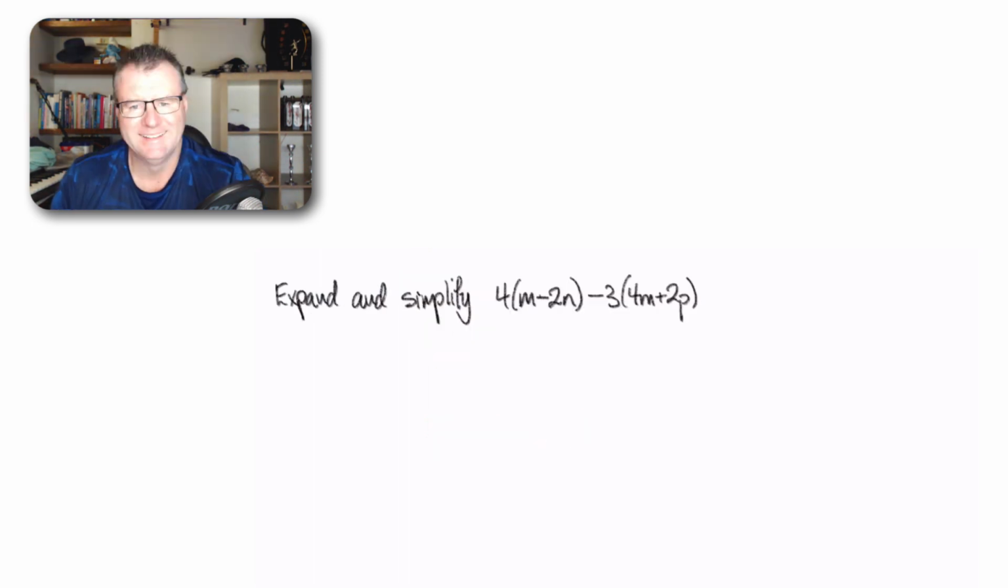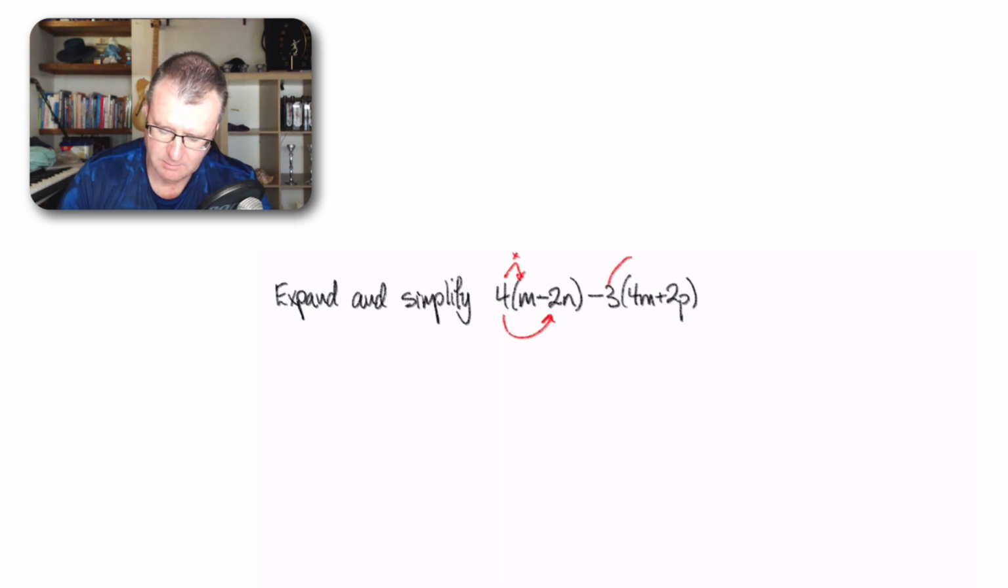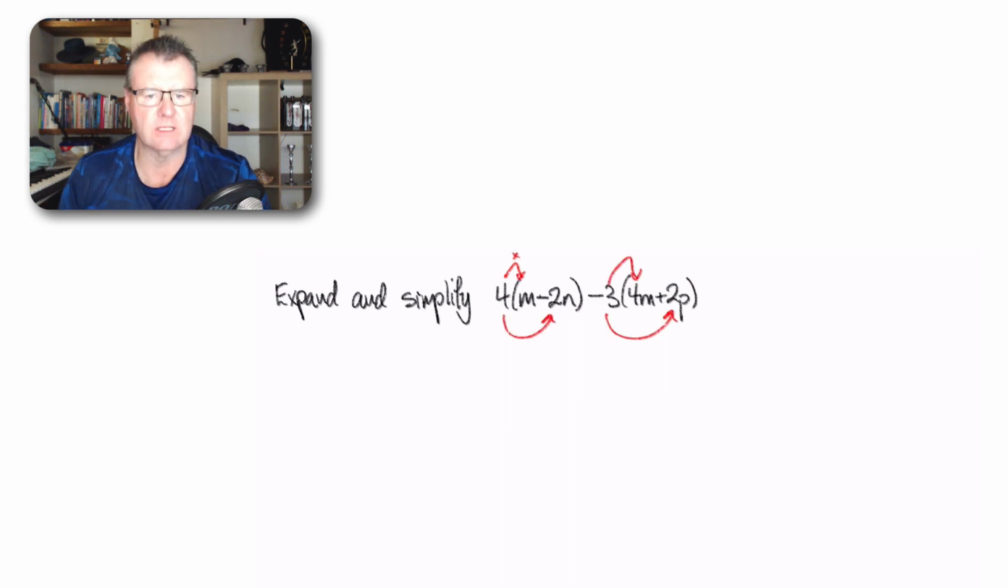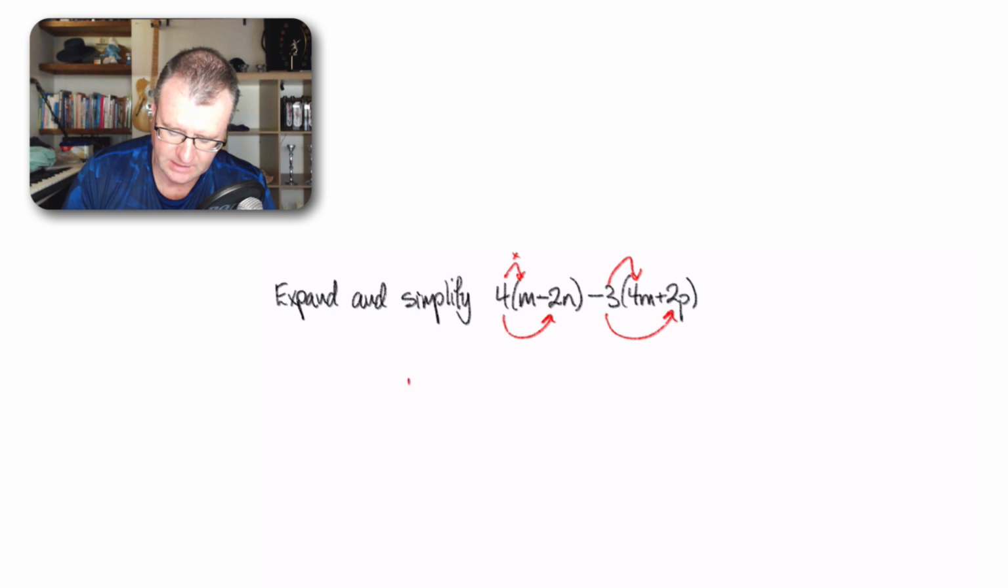Okay, in this question we're asked to expand and then simplify this expression. Now, just like the previous question, I'm going to use the distributive law, so I'm going to multiply, but I'm going to do it twice. Like there's two separate parts to this, and then I'm just going to tidy everything up at the end. So let's get to it. 4 times m gives me 4m. 4 times negative 2n, so 4 times negative 2 is negative 8 with the n.